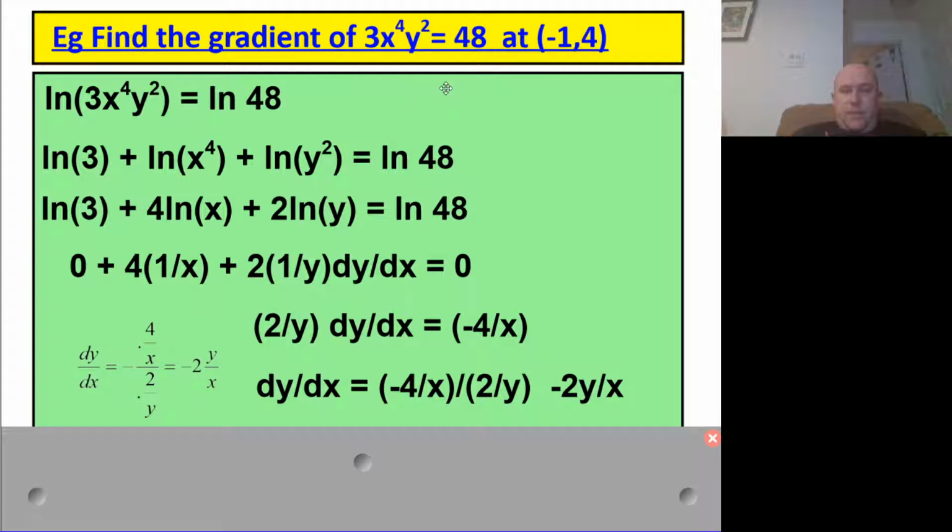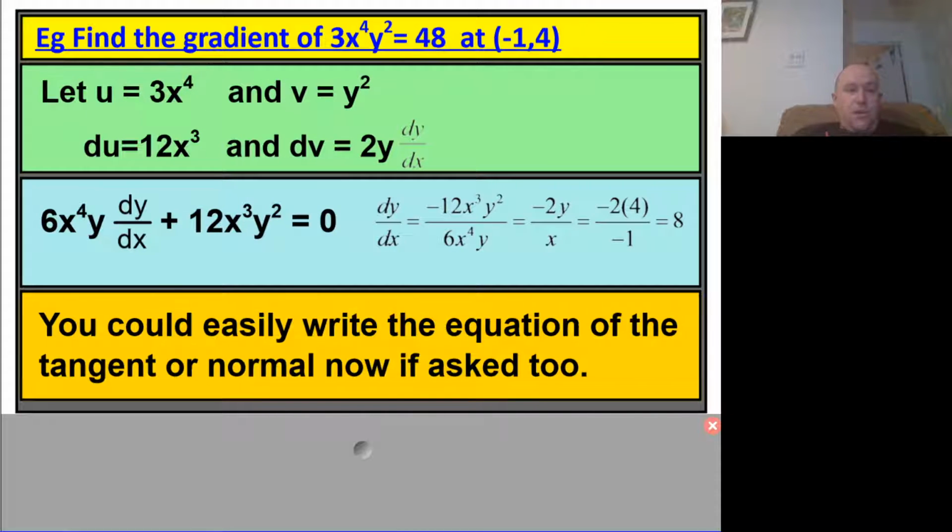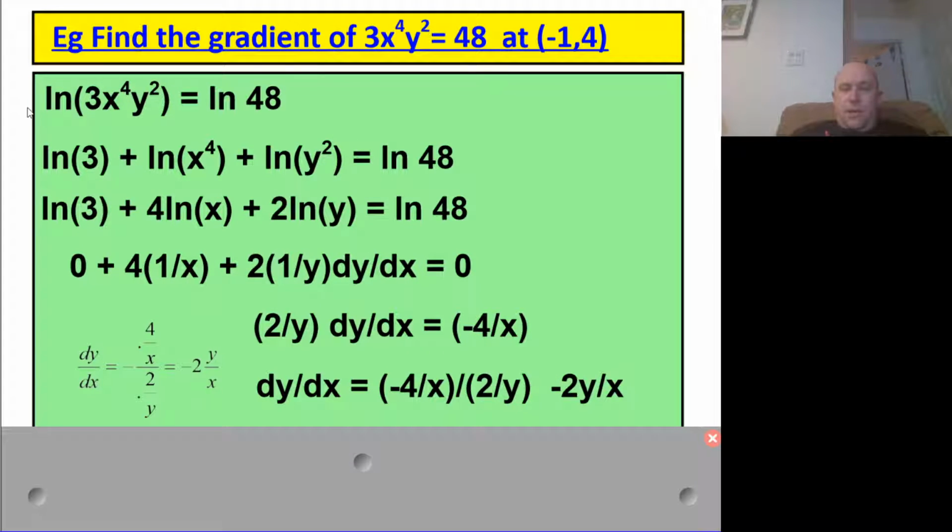Now, there is an alternative method for this question, although I think that one's pretty good actually. Just to make you aware, obviously with an equation, as long as you do the same thing to both sides, I could take the ln of both sides on this question, and then using my rules of logs, I could say it's the ln of the first one, plus the ln of the second one, plus the ln of the third one, and then equals ln of 48.